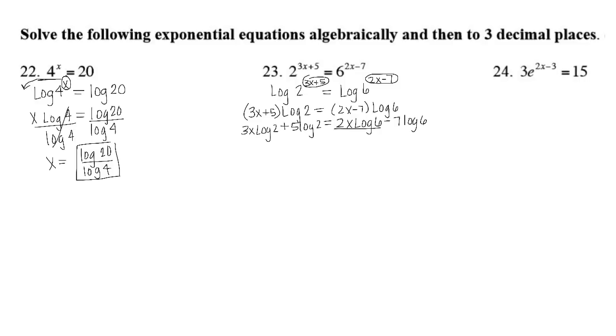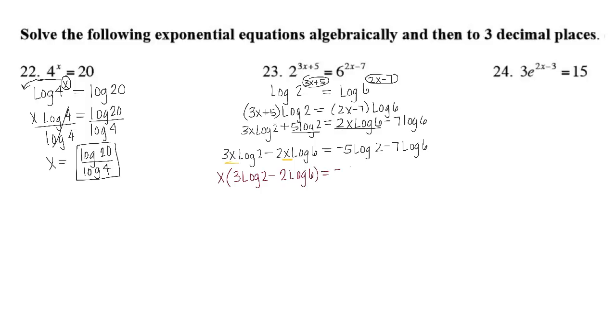After we have this, then we're going to put everything that has an x on one side and everything else over on the other side. So I'm going to move my 2x log 6 to the left, but then I'm going to move my 5 log 2 over to the right side. So I'm going to have 3x log 2 minus 2x log 6 equals negative 5 log 2 minus 7 log 6. After we have this, notice we do have a common factor of x in both terms here. So we are going to factor out that x. And when we do, we're going to have left over inside the parentheses 3 log 2 minus 2 log 6.